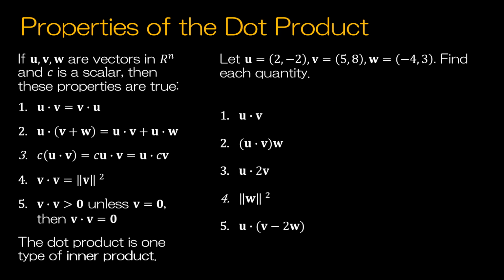Let's take a look at the properties of the dot product. Now, most of these are pretty straightforward. We've got u, v, w that are vectors, and c is a scalar. The first property says you can take the dot product in either order, so that's the commutative property. The second property says u dot (v plus w) is the same as u dot v plus u dot w. Well, that's the distributive property.